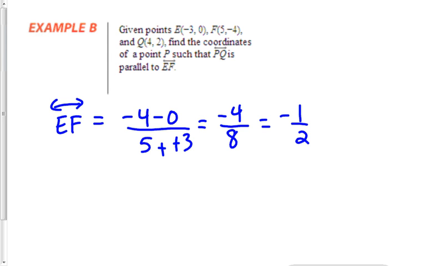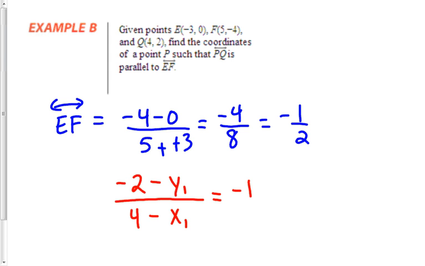So what I'm going to do here is I'm going to set up my slope formula. I'm going to call Q the second point. So when I calculate my slope, I'm going to have y2 minus y1, which I don't know. Then I'm going to have x2 minus x1, which I don't know. But I know that this slope has to equal negative 1/2. So, let's see, I could call this negative 1 over 2. And now I can solve the two equations.